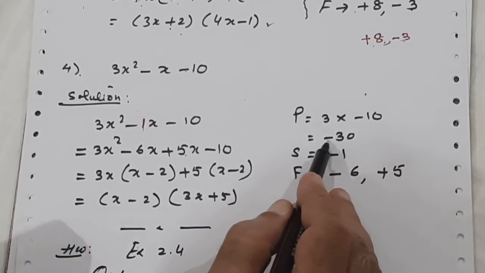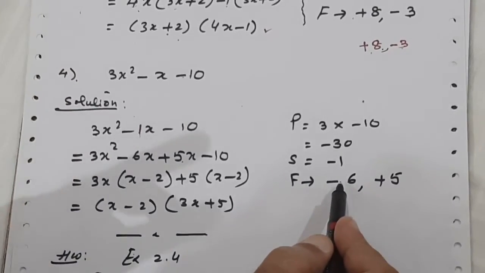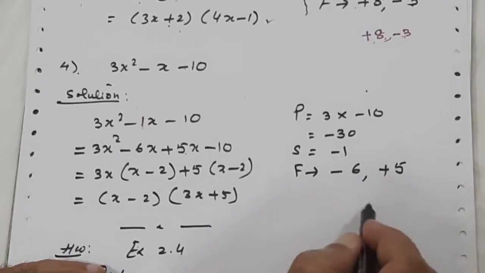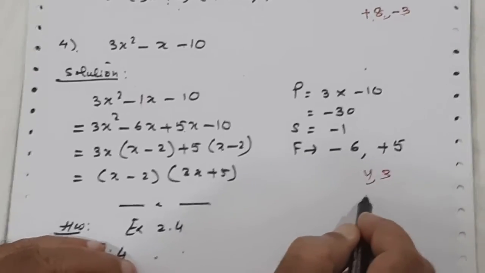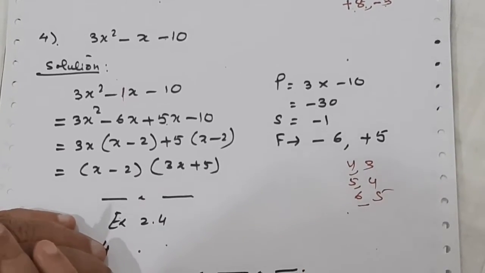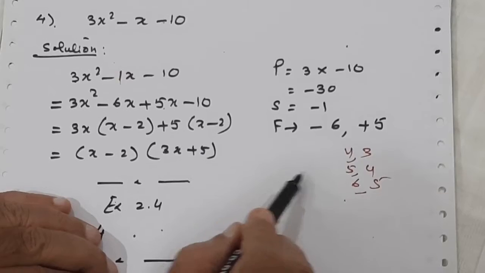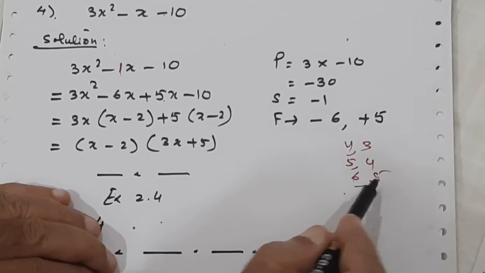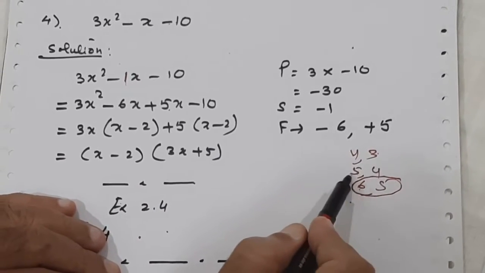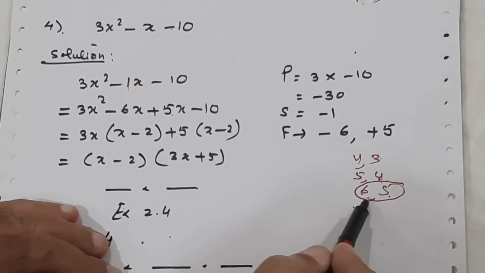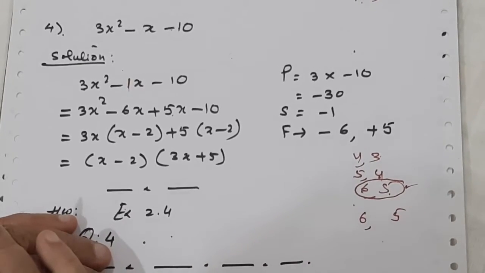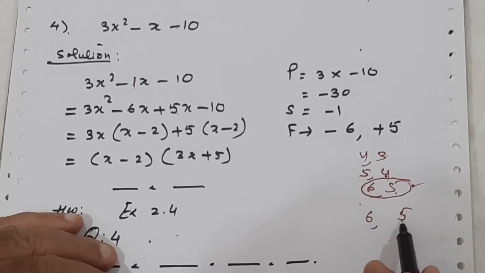Now again you see that the product is minus 30. So we should take the two factors whose difference is 1. You can have 4 and 3, you can have 5 and 4, you can have 6 and 5. See, the difference is 1: 4 minus 3 is 1, 5 minus 4 is 1, 6 minus 5 is 1. So obviously 6 times 5 is 30. 4 times 3 is 12, 5 times 4 is 20 and 6 times 5 is 30, so our factors will be 6 and 5. Now here greater is 6 and smaller is 5.